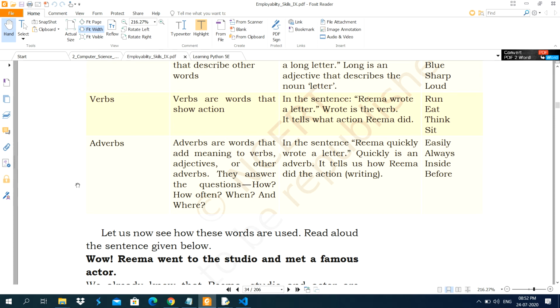Adverbs. Adverbs are the words that add meaning to verbs, adjectives or other adverbs. They answer the questions how, how often, when and where. In the sentence, Rima quickly wrote a letter, quickly is an example of an adverb. It tells how Rima did the action. There are some words: easily, always, inside, before. They are all adverbs.